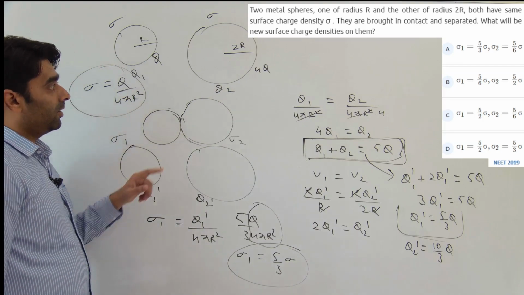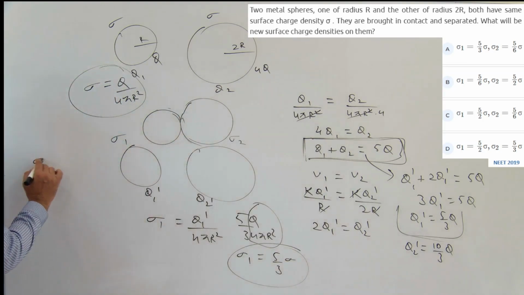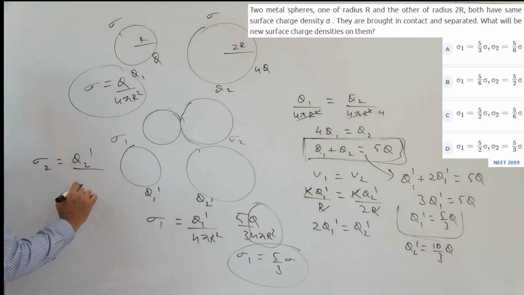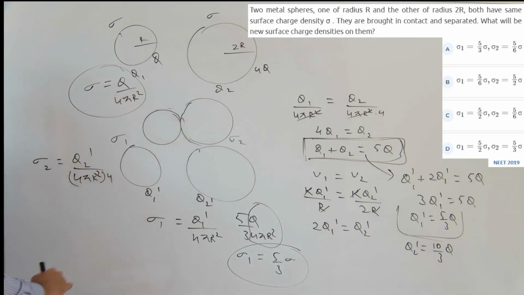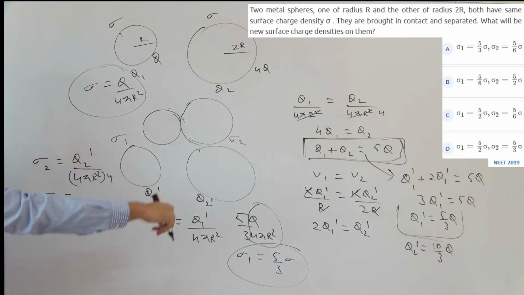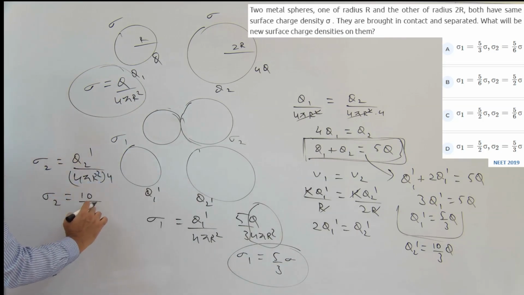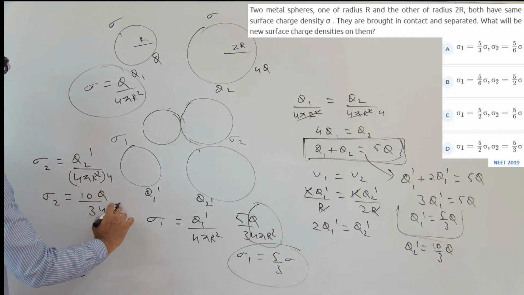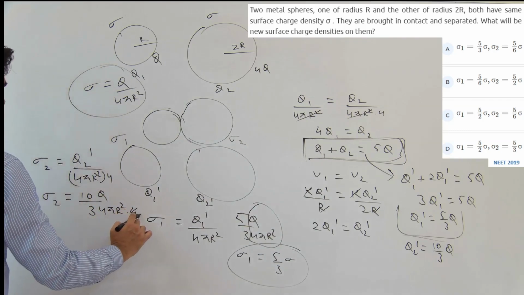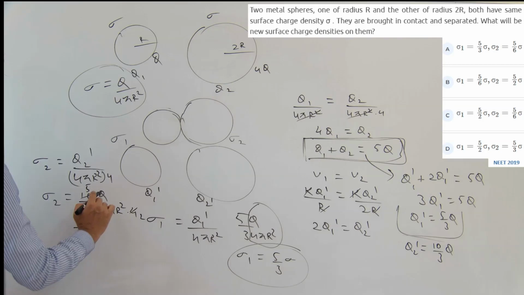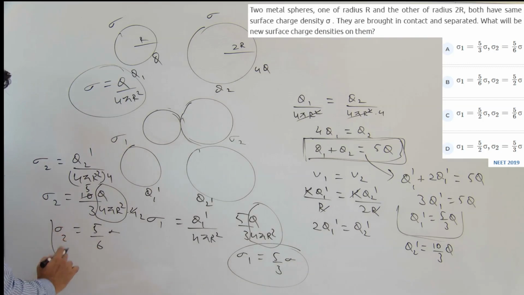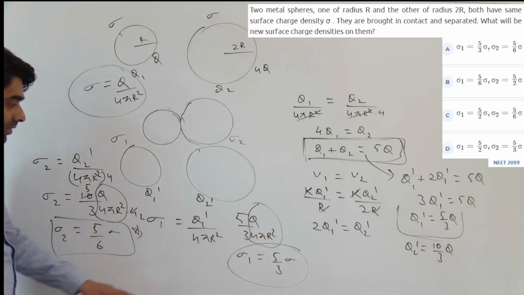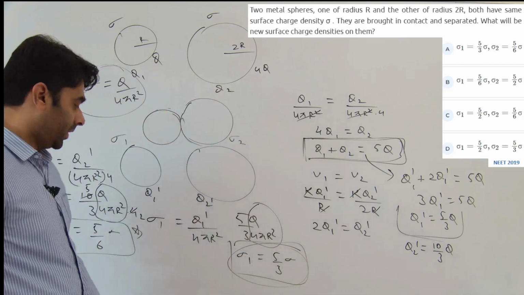Similarly, if we calculate sigma 2, I am doing it over here. Sigma 2 will be q2' by 4 pi into (2r) whole square, that will be 4 times. Let's substitute the value. Q2' value is 10 by 3 q, so 10 by 3 q over 4 pi r square into 4. If we cancel out, we will get 2 times, this will be 5. So ultimately this q by 4 pi r square is sigma, and we will get 5 by 6 sigma. Sigma 2 is 5 by 6 sigma. These are our answers: 5 by 3 sigma and 5 by 6 sigma.